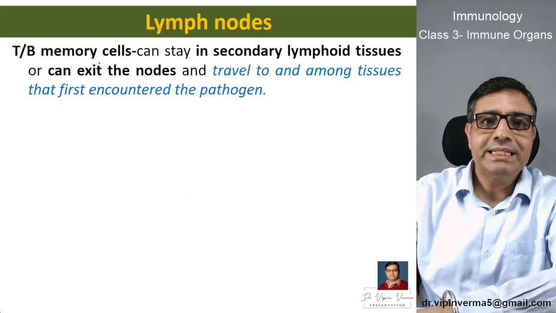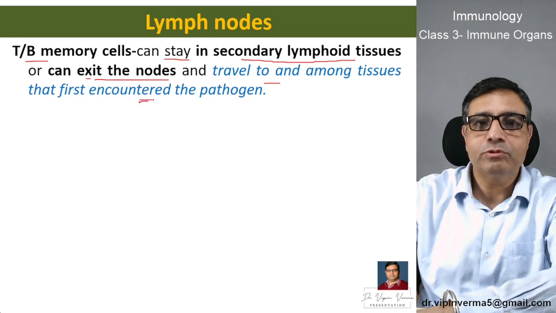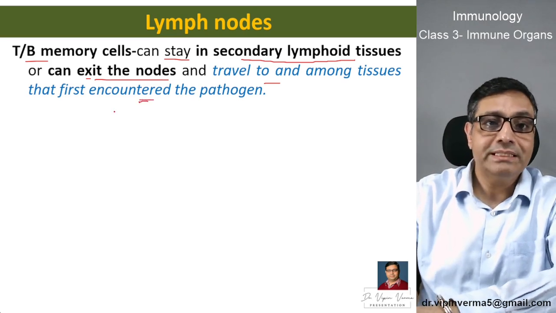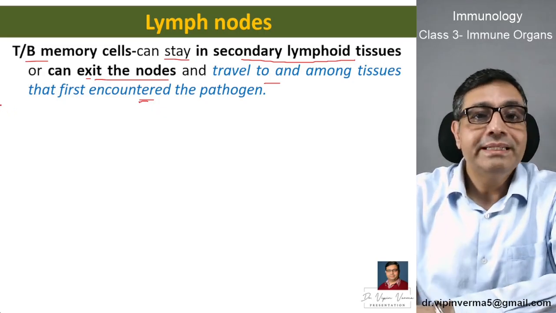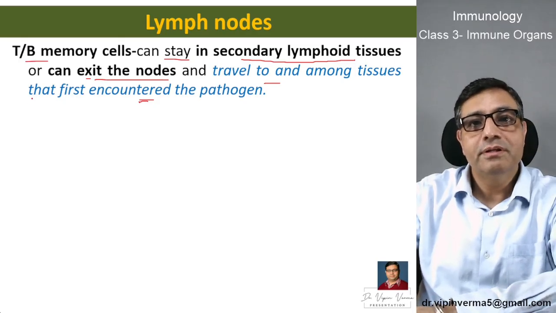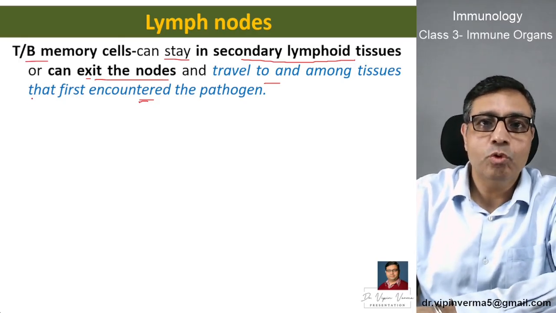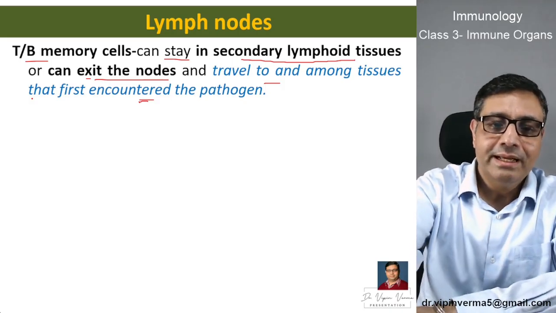T or B memory cells can stay in secondary lymphoid tissues or can exit the nodes and travel among tissues that first encountered the pathogen. So that means the memory cells either can stay in the secondary lymphoid tissues or they can go to the site of the infection from where the antigen was brought into the local lymph node, right? So both ways can happen.